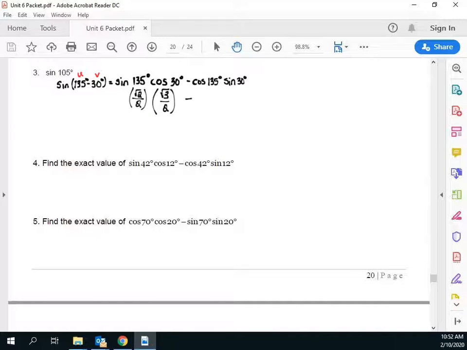Cosine of 135. Again, the reference angle is 45, which means that the value is going to be what compared to sine? The negative of the sine of 135. And this one's 1/2 here. Multiply, so root 2 times root 3. That's familiar. Negative root 2 times 1, and then it's a minus. So what do we end up with? Plus root 2 over 4.